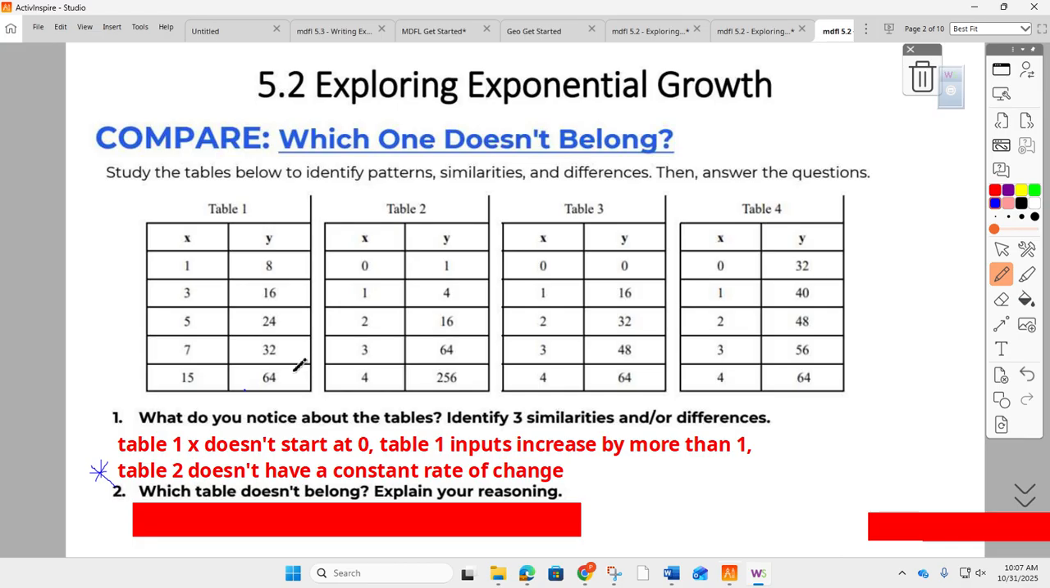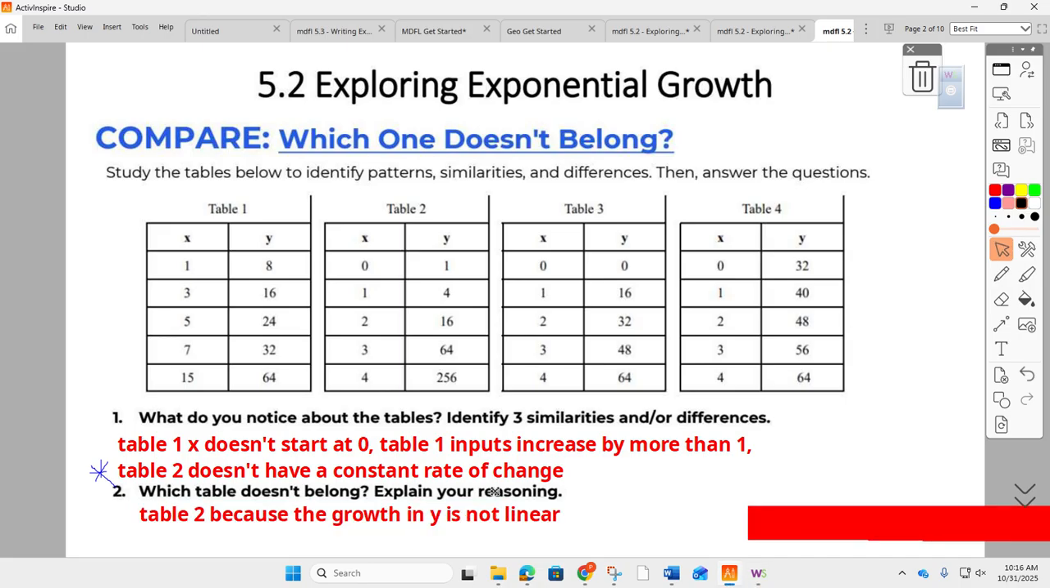Okay, so table 2 doesn't belong. Table 2 is not a linear relationship. The growth in that table is not linear.